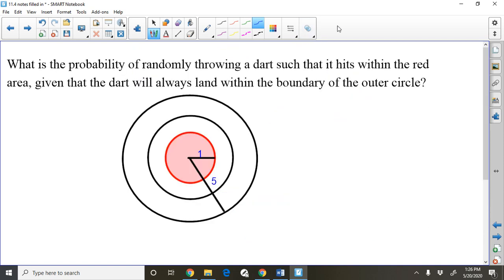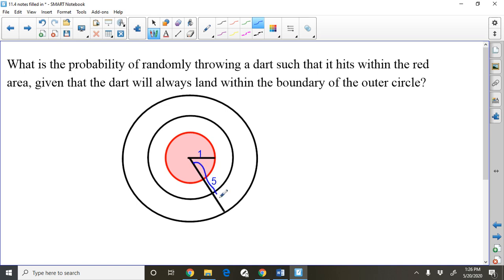A dartboard is the perfect example for comparing areas with geometric probability. What is the probability of throwing a dart such that it hits within the red area, given that the dart always lands within the boundary of the outer circle? So we have to know that it's hitting the dartboard in order for this to work. We would compare the area of the red circle to the area of the entire thing.